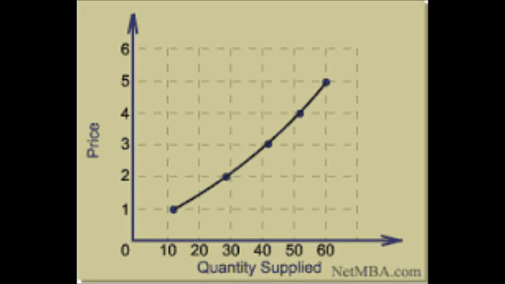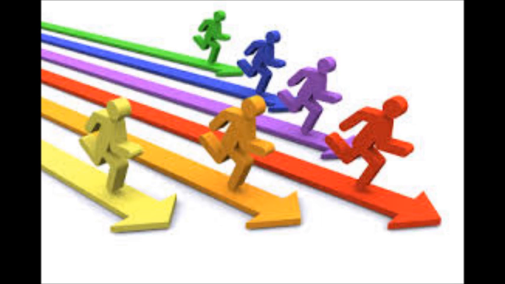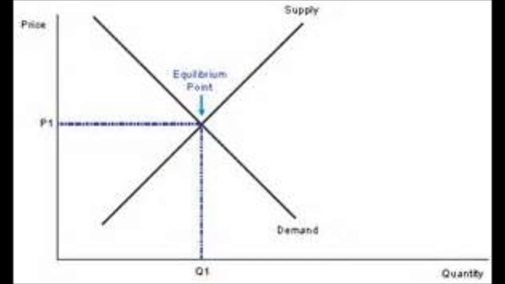Now, let's have a Q&A session. Define supply curve. It shows the relationship between quantity supplied and price. What type of market does the supply curve represent? A competitive market. Define the equilibrium point. It is where supply and demand intersect.